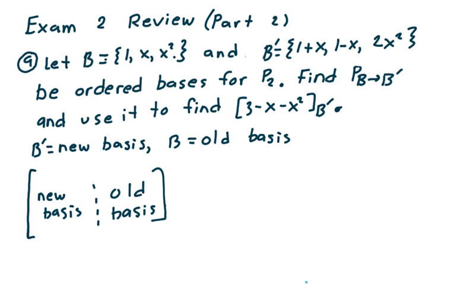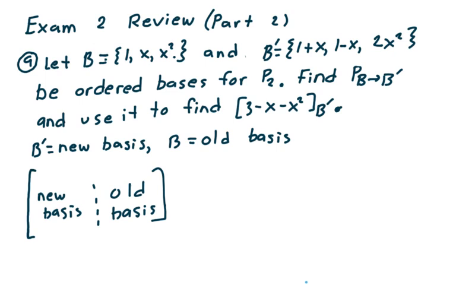Let B, which is the set containing the vectors 1, x, and x squared, and B prime, which is the set containing the vectors 1 plus x, 1 minus x, and 2x squared, be ordered bases for P2. Find the transition matrix from B to B prime and use it to find the coordinate vector of 3 minus x squared relative to B prime.